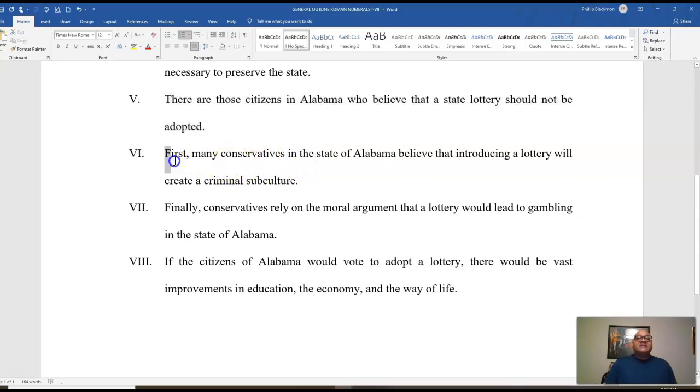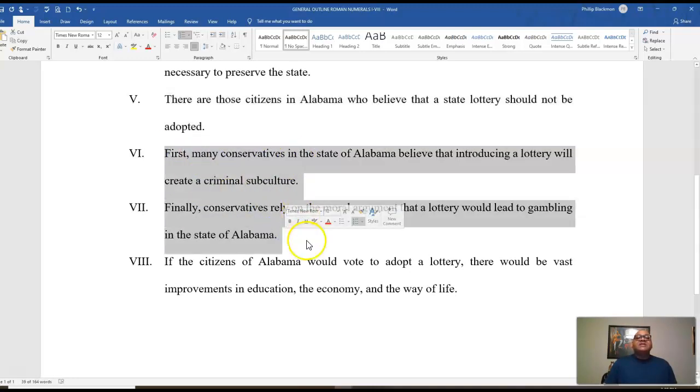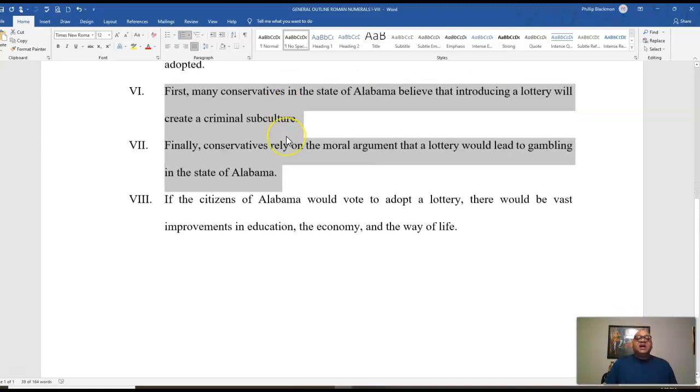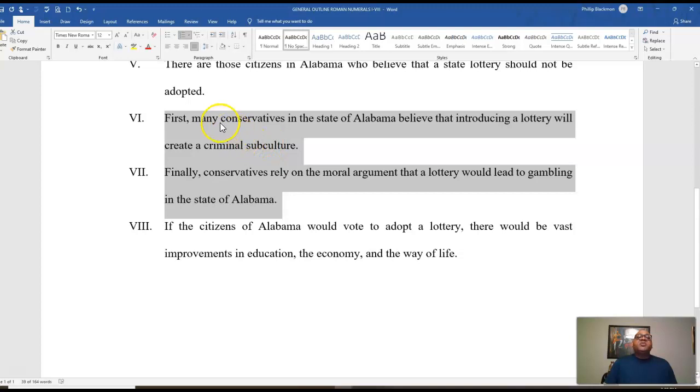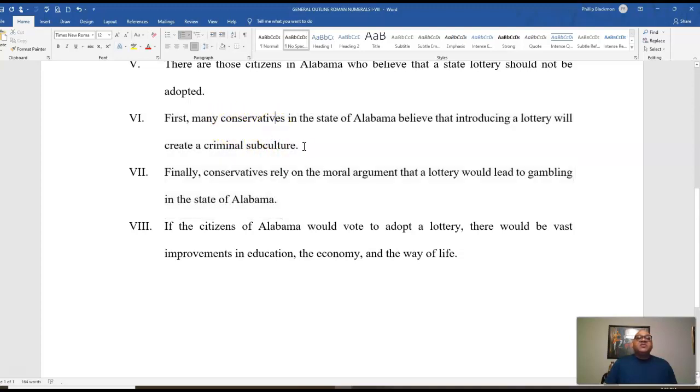Roman numerals number 6 and 7 provide 2 of my opposing reasons. Okay, so why is it that people do not want a state lottery in Alabama? Well, first, many conservatives in the state of Alabama believe that introducing the lottery will create a criminal subculture. That's their first reason. What's their second reason? Finally, conservatives rely on the moral argument that a lottery would lead to gambling in the state of Alabama.